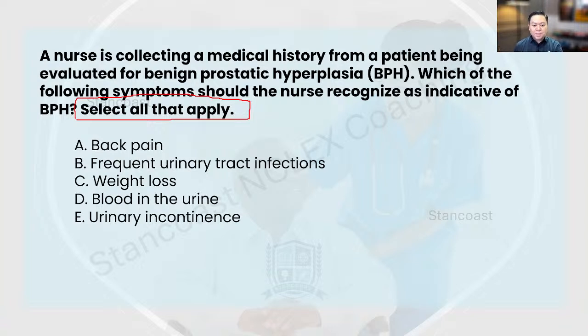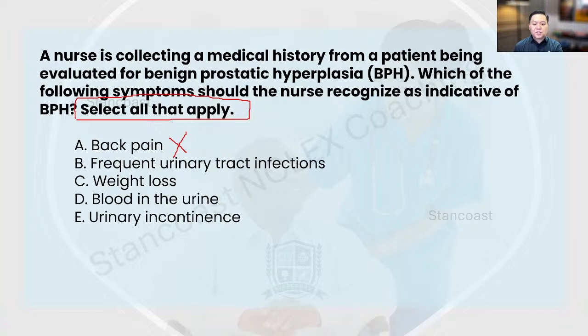Okay, so what are those assessment findings or symptoms? Is it back pain? Is it frequent urinary tract infections? Is it C, weight loss? Is it D, blood in the urine? Or E, urinary incontinence? So let's go through each option here. What about back pain? Letter A. Well, the back pain is going to be more associated with advanced prostate cancer that has metastasized. We did not talk about this earlier. Eliminate that.